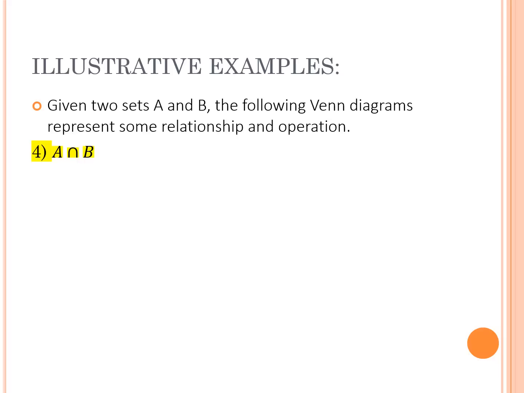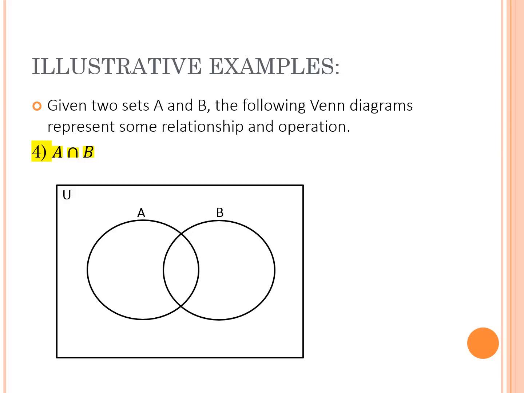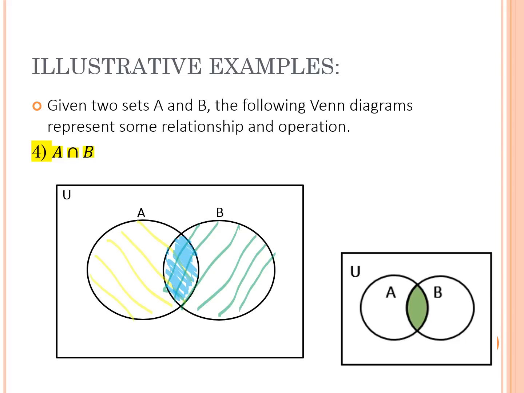Number four, this time the intersection of set A and set B. So let us see again. This is set A, and then we have set B. Since we are talking about the intersection, we just have to identify the part where the markings for A and B intersected. And this is where they both intersected. So this is where the intersection of set A and set B is. Okay? And here is a clearer illustration of A intersection with B.